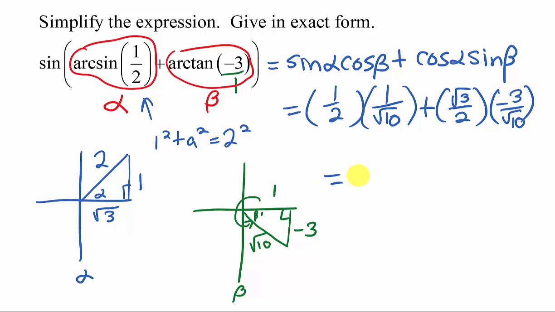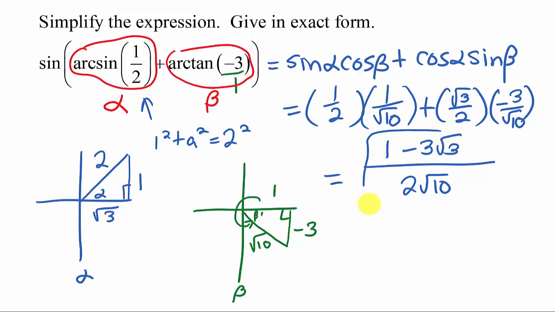Now I'm going to simplify a little bit. I see both denominators are going to be 2 square roots of 10, so I'll combine them with that denominator. The numerator is going to be 1, and here it's going to be -3 square roots of 3. So there is my exact answer.